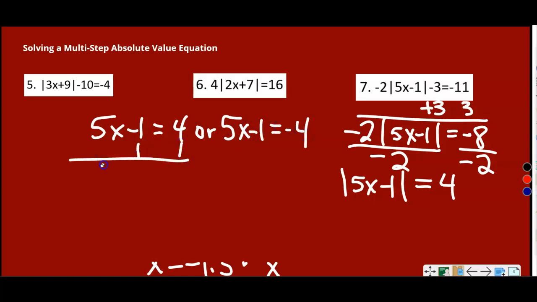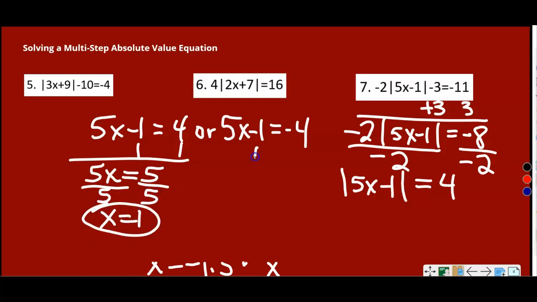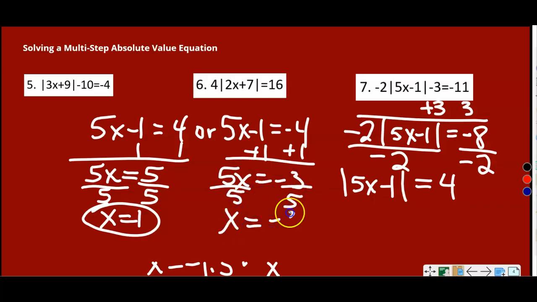Add 1 to both sides. 5x equals 5. X equals 1. All right, let's add 1 to this side. 5x equals negative 4 plus 1, which is negative 3. X equals negative 3/5. So we can plug those in to see if those two work for this original equation. Let's check these.